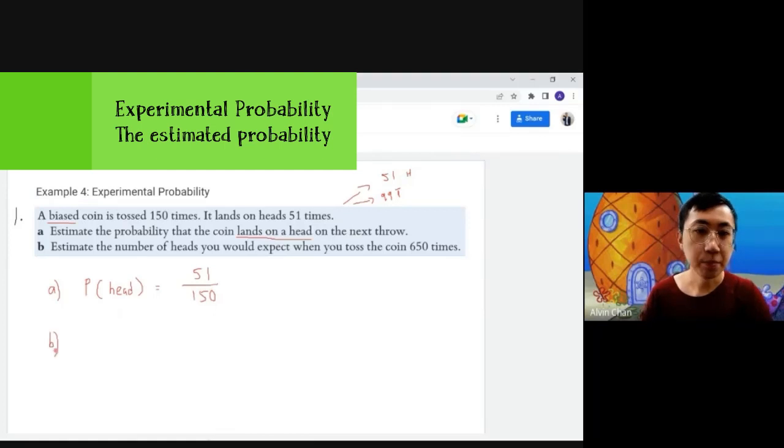That's it. Part B, estimate the number of heads that you would expect when this person tosses the coin 650 times. Use the probability, which is your estimated one, multiplied by the number of times you want to try. Expected to hit 221 times. Just write times, that's it.